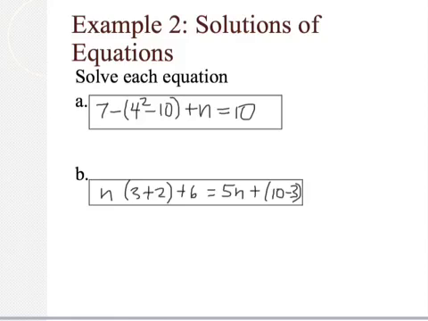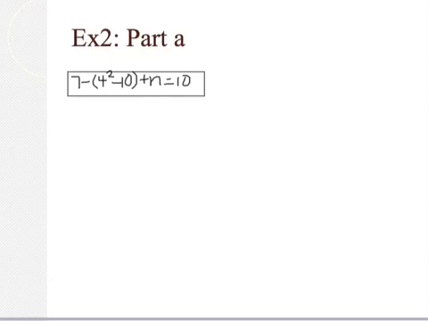Our next example has 2 parts, so definitely leave some space for parts A and B. Let's look at A first. Look at this equation. We've got a lot going on. What we want to do is simplify each side of the equation. Of course, we're going to use our order of operation rules. So the 7 is going to stay, but I'm going to deal with what's in the parentheses next by first dealing with the exponents, and then I'll deal with subtraction. So this becomes 16 minus 10 plus n is equal to 10.